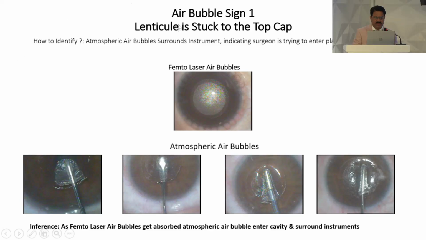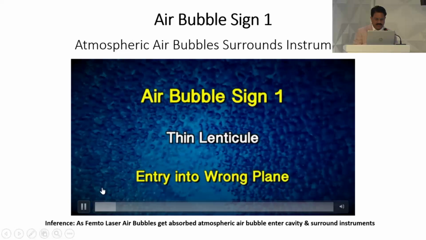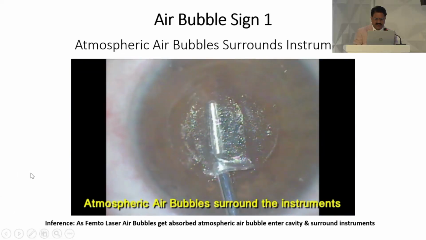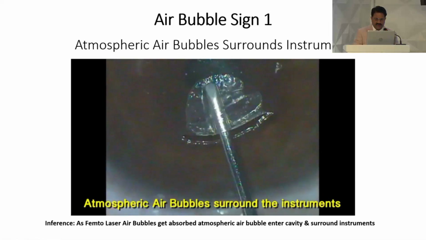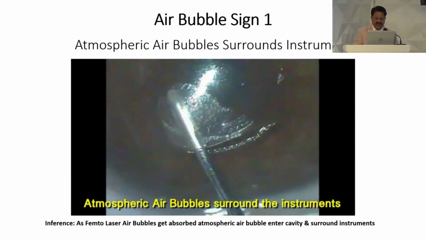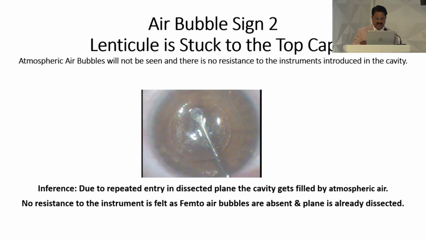This is air bubble sign 1. As femtolaser air bubbles get absorbed, atmospheric air bubbles will enter the cavity and surround the instrument, indicating the surgeon is trying to enter a plane which has already been dissected. As you can see here, when he is entering, there is an air bubble surrounding the instrument, and now he knows that he has to dissect in another plane to retrieve the lenticule.